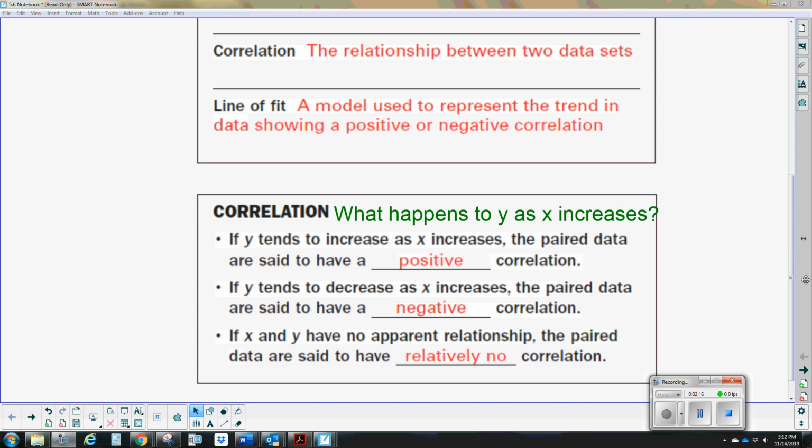If we have a negative correlation, or if the slope of our best fit line is negative, then as x increases, so again, we're reading from left to right, as x increases, y decreases. And if, based on the scatter plot, you can't tell what the trend is, the points are kind of all over the place and there doesn't appear to be any relationship, then there's relatively no correlation. So let's look at a couple of examples here.